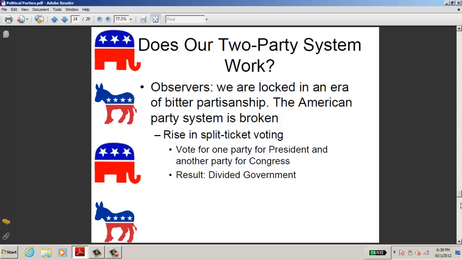So to just give you a short little view of what the author might say in that article: does our two-party system work, or is it broken? A lot of observers say we're locked in an era of bitter partisanship, that the system is broken. And the causes of this are a rise in split-ticket voting. So what is split-ticket voting?